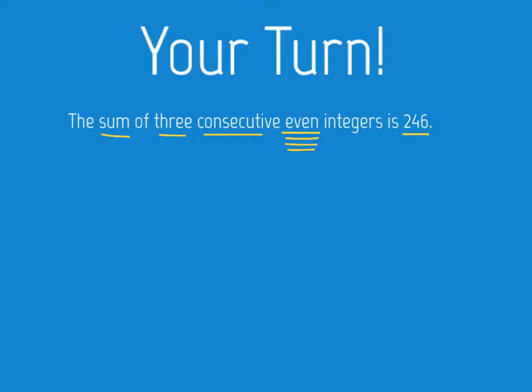All right, are you ready? Let's see how we did. Is this the equation you got? n plus n plus 2 plus n plus 4 equals 246. If not, pause, try again. If you did, keep going.